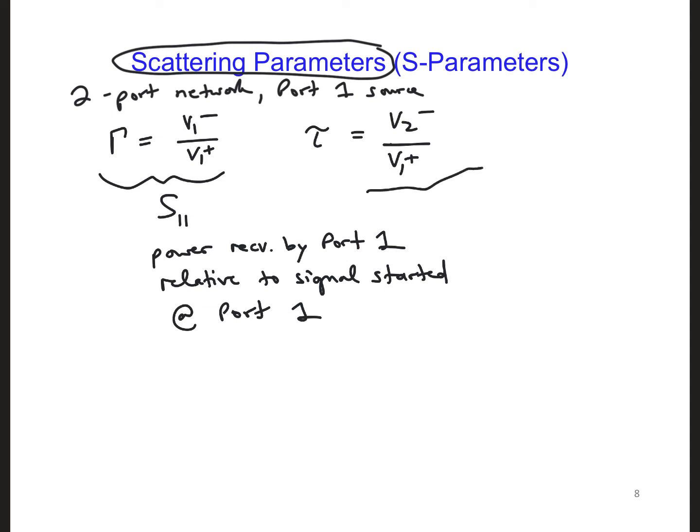And similarly, we can define the transmission coefficient here when port 1 is used as the source as S21. So in this case, this is the power received by port 2 relative to the signal that started at port 1.